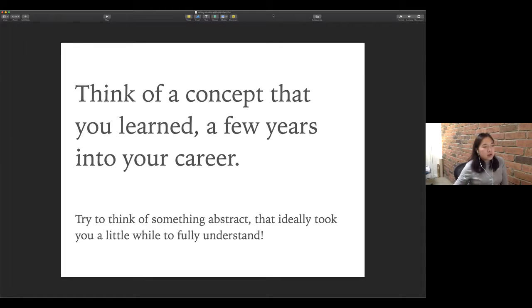Think of a concept that you learned a few years into your career. I want you to pick a concept that is kind of difficult, something that wasn't obvious from day one of being a software engineer or a product manager or something like that. Something that took you a little while to understand, and maybe it's a little bit abstract, but you think you can explain this to another person now. I'll pause there for 10 seconds. If you want, you can write it down.